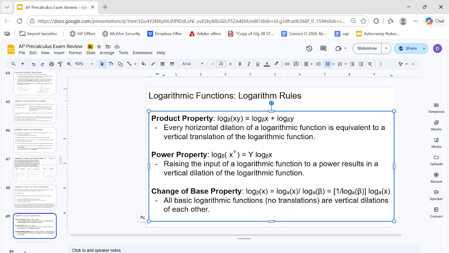Oh yeah, this is for changing the base. So log base b of x, if you want to change it to some other base, log base a, right? Log base b of x is the same thing as log base a of x, so the new base, divided by log base a of the old base.